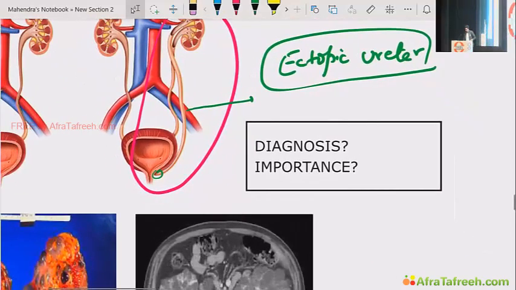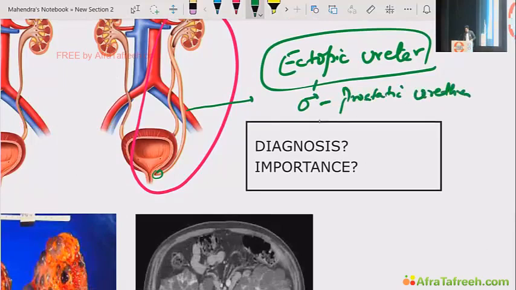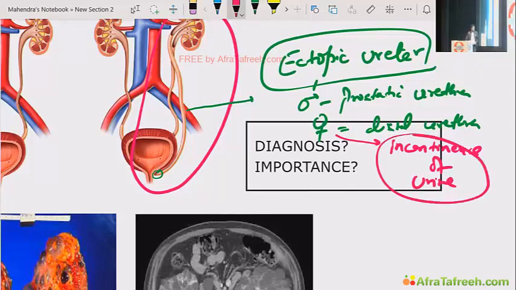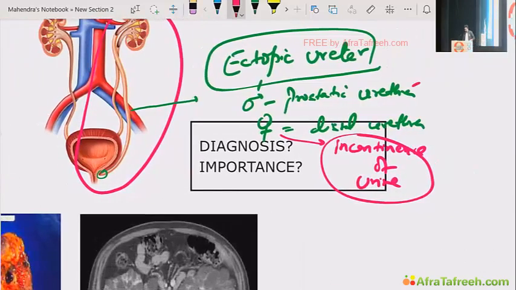So this ectopic ureter, in the male, opens in the prostatic urethra, or you can say the posterior urethra. But in females, it will open in the distal urethra, distal to the sphincter. So that's why in females there is incontinence of urine, with continuous dribbling. In males, distal to the prostatic urethra is the sphincter, so you will not see incontinence. Instead, there will be recurrent UTI.